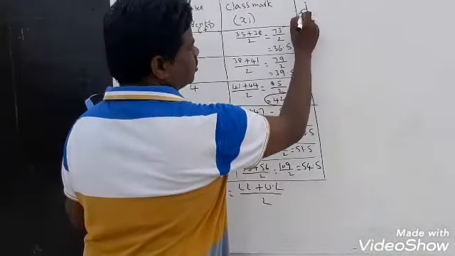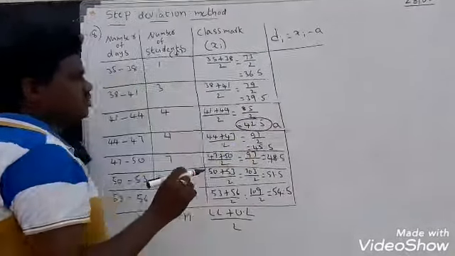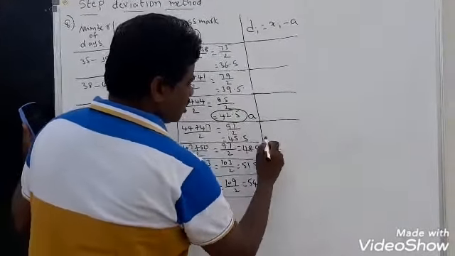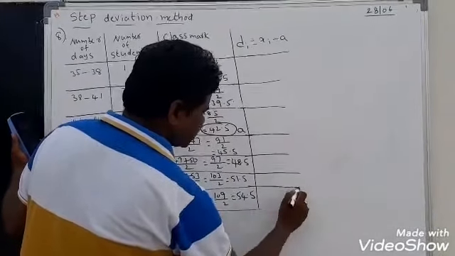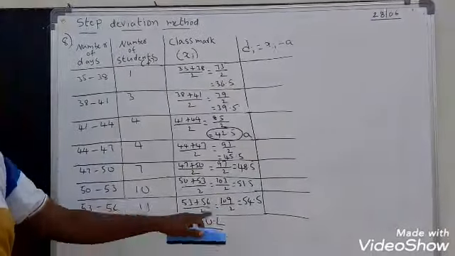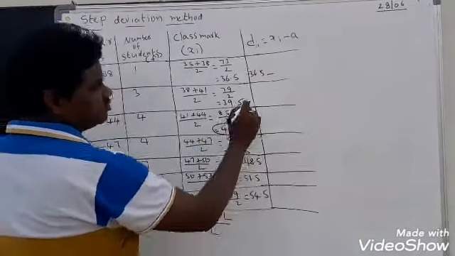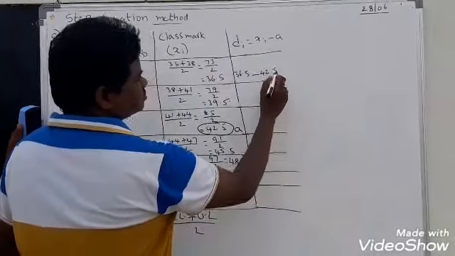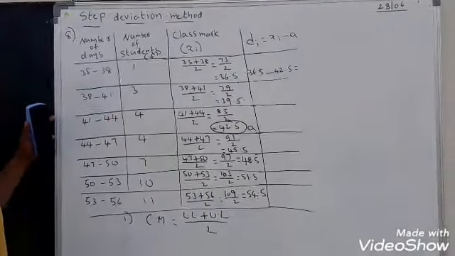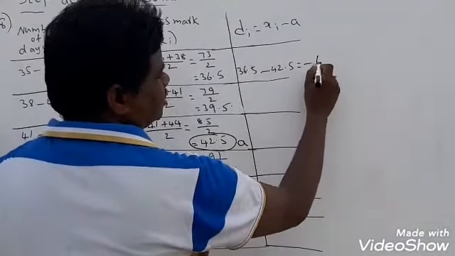After that, I told you to calculate di is equal to xi minus a. Many students are doing wrong here. So di equal to xi minus a, and for this purpose I am writing the steps. Xi means all the class marks. What is the first one? 36.5 minus the value of a, 42.5. If you subtract, what will you get? You will get minus 6.